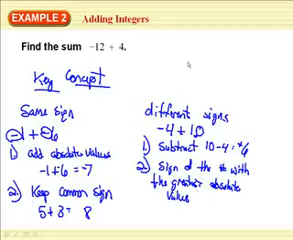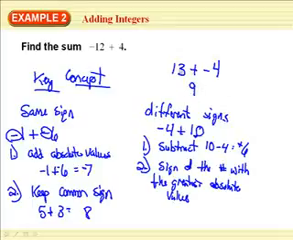Okay, so let's do another example for different signs. Let's do 13 plus -4. So you look at me and you say, oh, the signs are different. This one's positive and this one's negative. So you subtract the numbers. 13 minus 4 is 9.